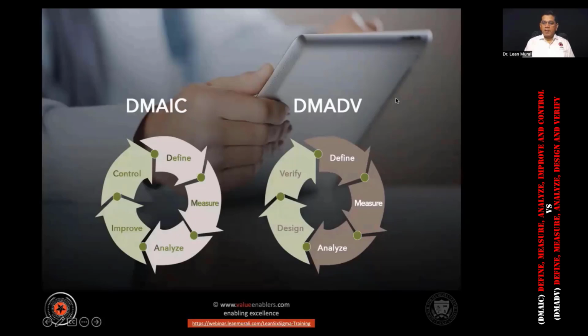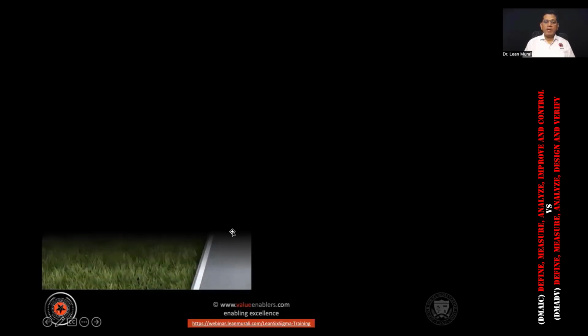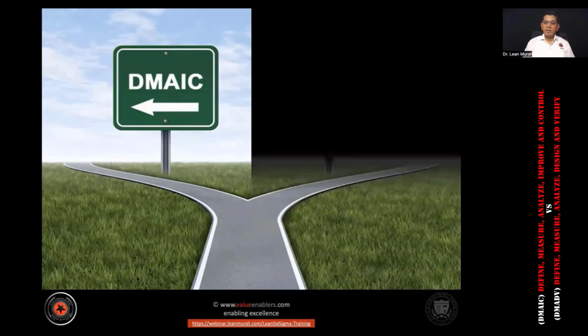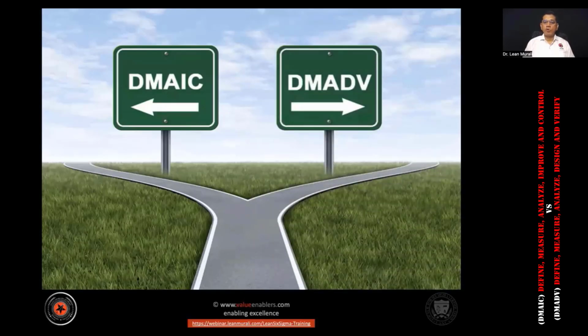Now, all of you write in your notebook, define, measure, analyze is common in both these methodologies. In the DMAIC methodology it is improve and control, whereas in DMADV, it is design and verify. This cycle continues. Now the question is, there is one road for DMAIC and another road for DMADV. When should we take these routes?